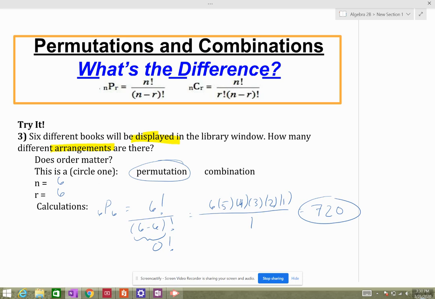All right, I hope that helped in terms of your calculations and differentiating permutations versus combinations. Remember, the fundamental counting principle is used when you are making a series of decisions. For example, the lunch special or combining different parts of a story.